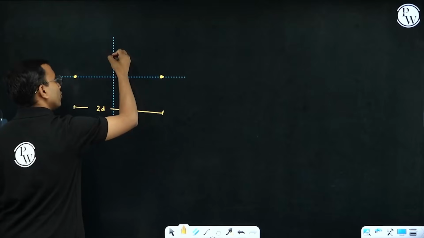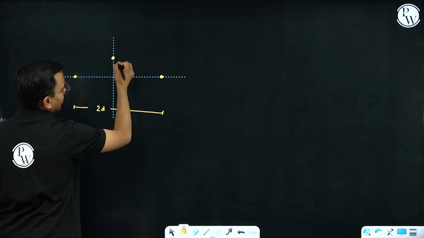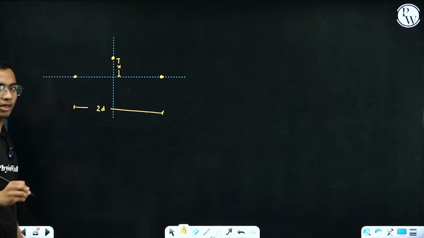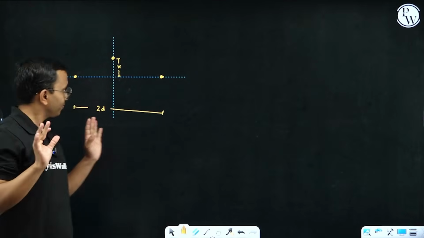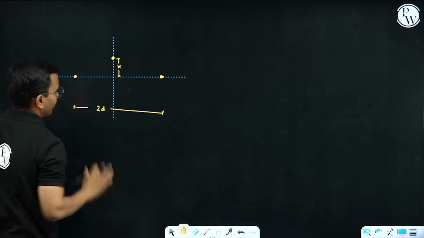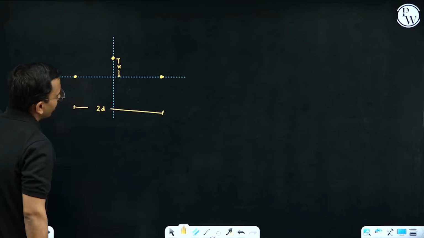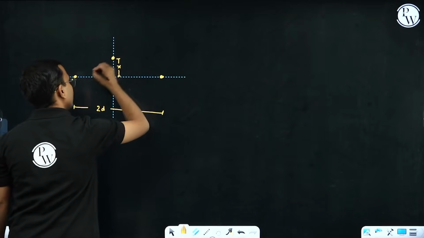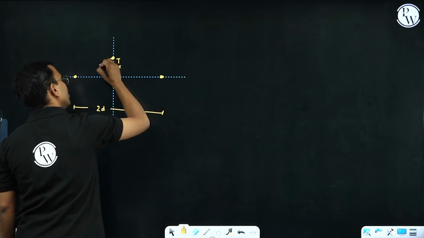The proton is here at a distance x. This is distance x and it is very small. I am showing it bigger so that you can visualize this. This x distance is very small as compared to d. Now when I displace this proton by some distance, there will be a force due to this electron.